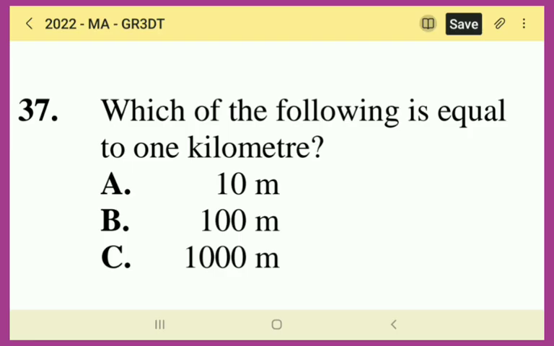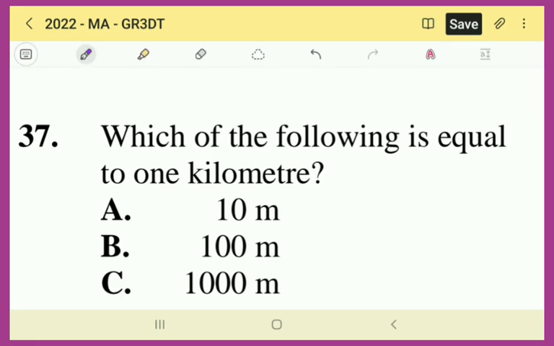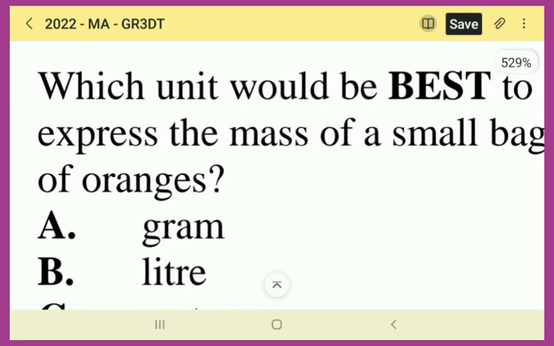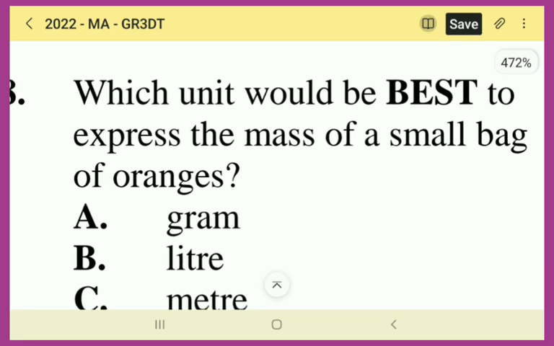Which of the following is equal to 1 kilometer? Kilo, you're thinking of 1,000. So the answer is C. 1,000 meters is 1 kilometer. All right. Which unit would be best to express the mass of a small bag of oranges?